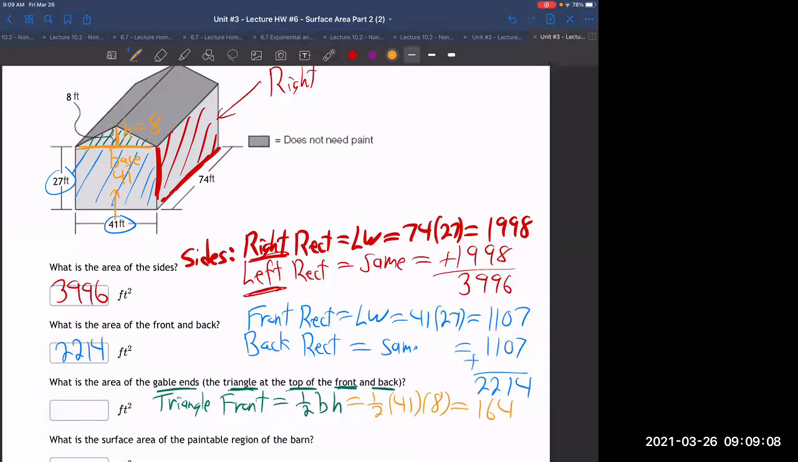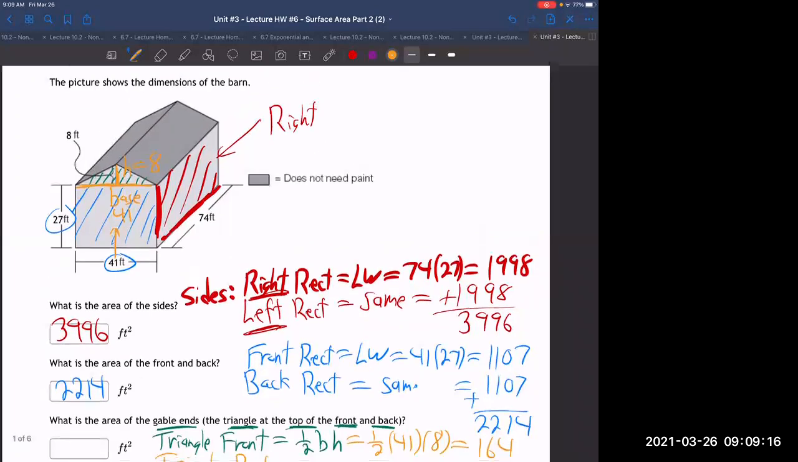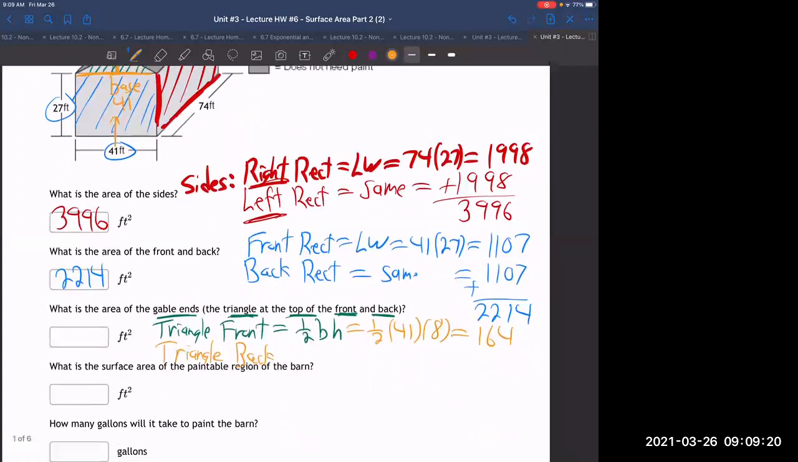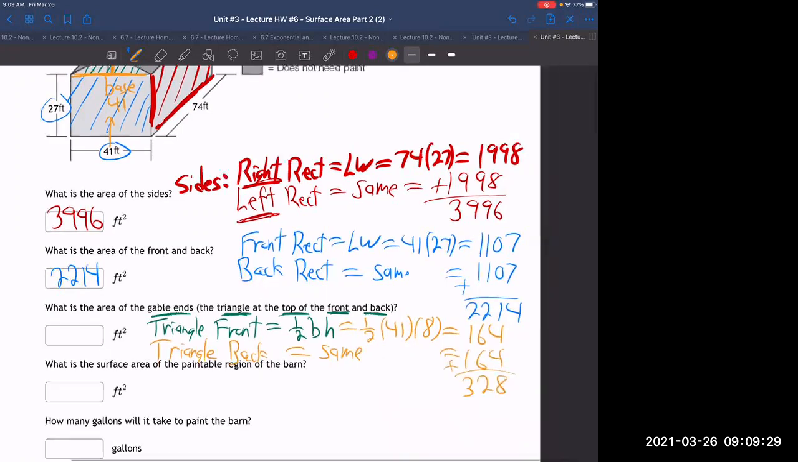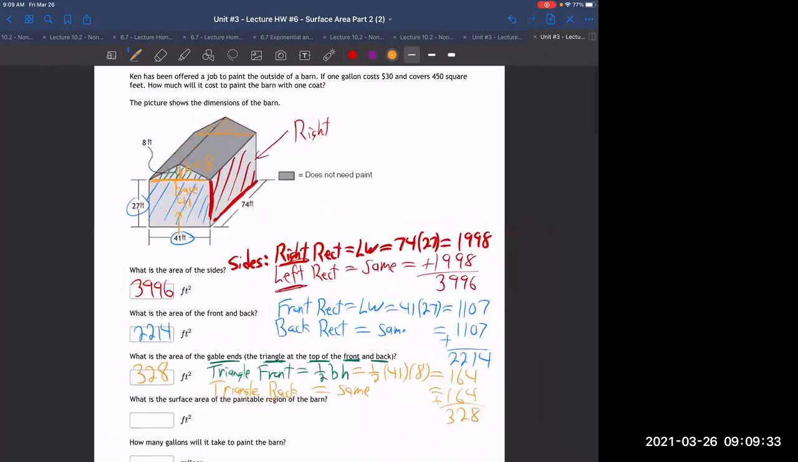Okay, and then we have the same thing on the back. Triangle at the back, right? There's a triangle back here, isn't there? Right, the triangle back is the same. And so that's another 164. Add those up. 328. Again, enter one answer at a time. Go ahead and put in each of these answers and submit.